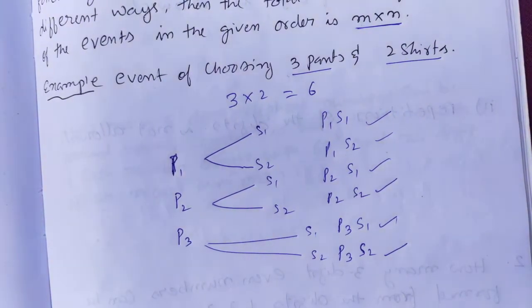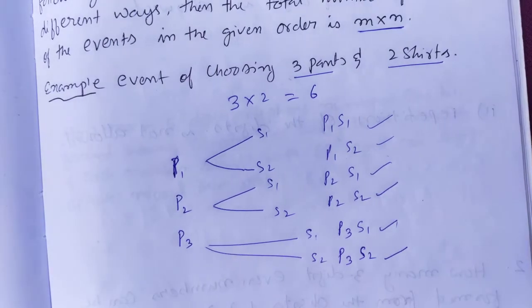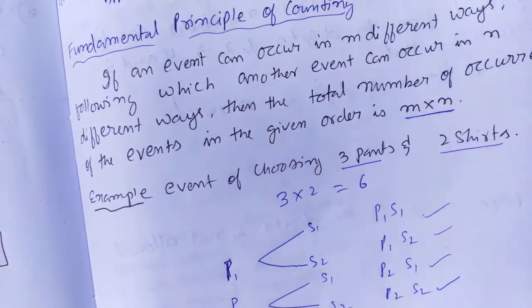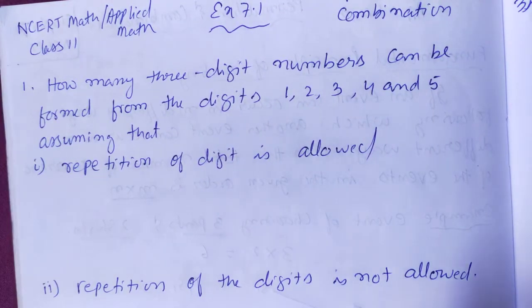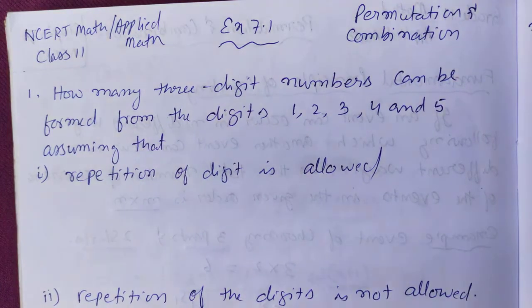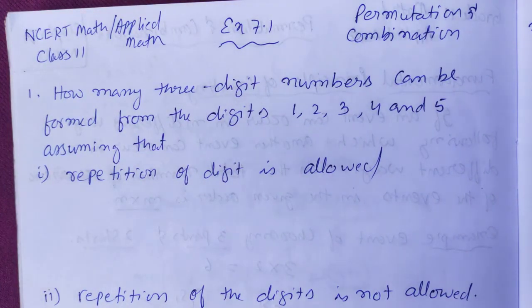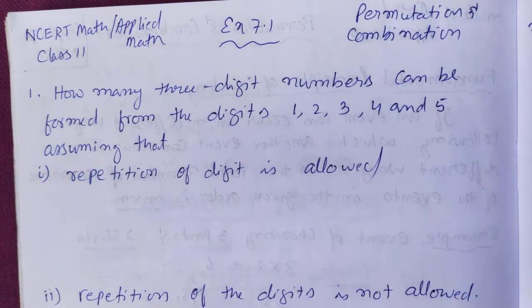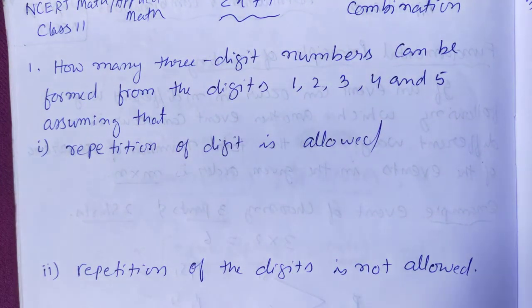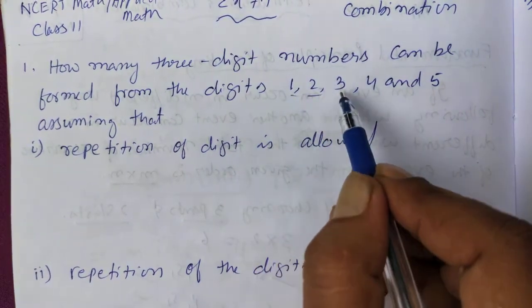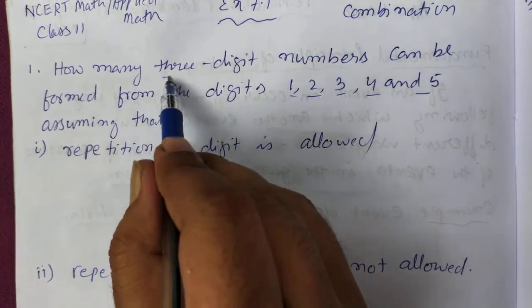Now, this is chapter 7. Based on this, let us do exercise 7.1. You can see the question. The question is, how many 3-digit numbers can be formed from the digits 1, 2, 3, 4 and 5? First, repetition of digits is allowed, and second, repetition of digits is not allowed. So there are 5 digits, but you are going to make 3-digit numbers.